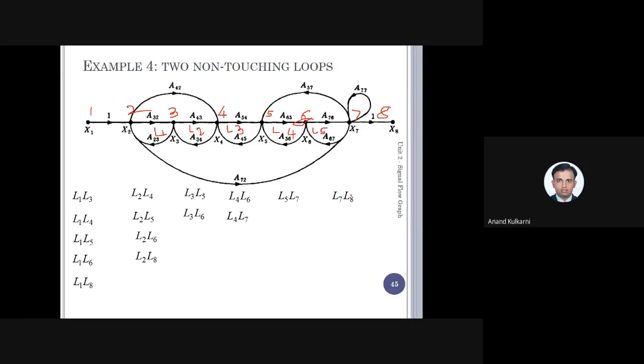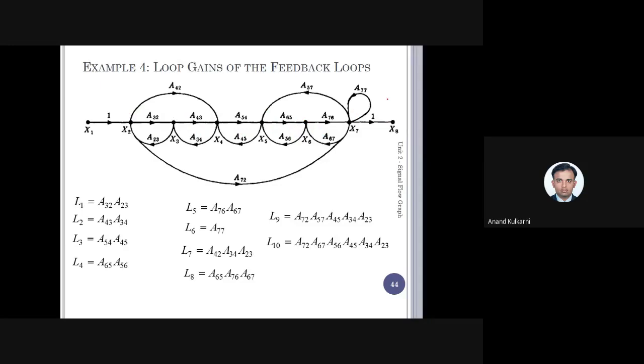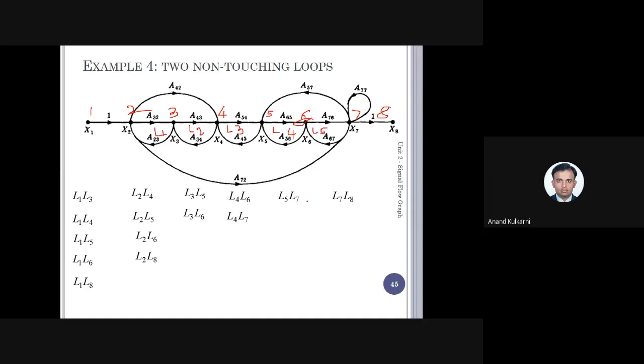Which is L6, sir? I'll just tell you. L6 is this A77, this self loop. Then L7 is this 42, 34, 20; here this 42, 34, 23. This part is your L7. L8 is 65, 76, 57, or 67. This one is our L8. So there are so many options. Totally there are 13 two non-touching loops.